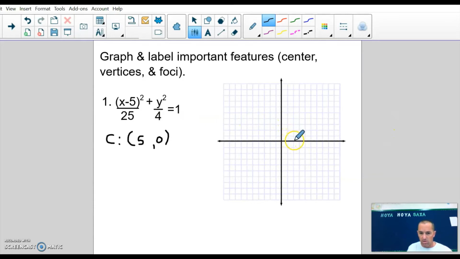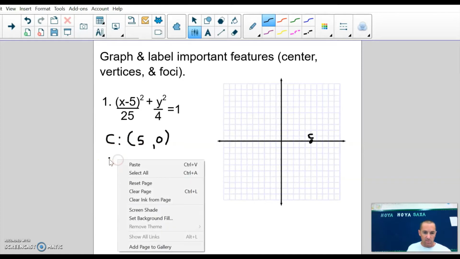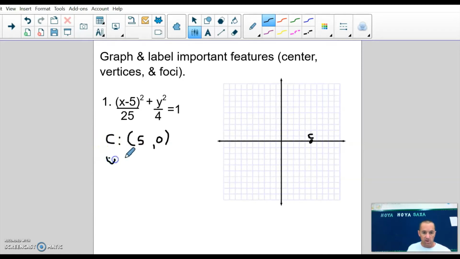So let's see, 1, 2, 3, 4, 5. Okay, that is our center. I'll do the best I can to get a little C right there. Okay, that's our center point. From there, we're going to determine what our vertices are going to be. I am going to redo that for you.